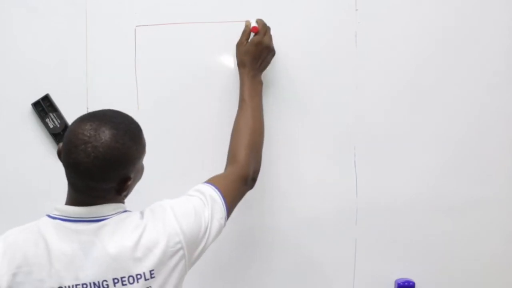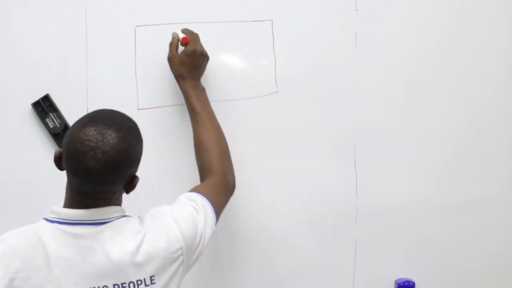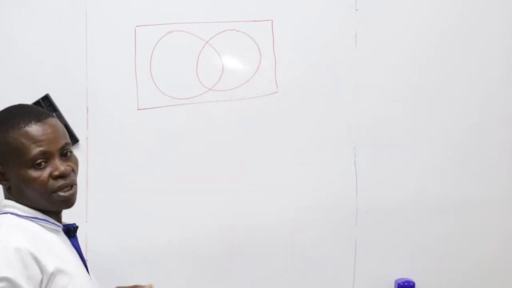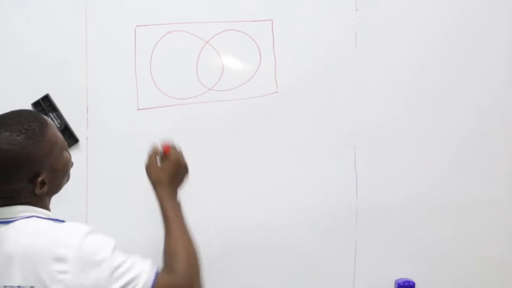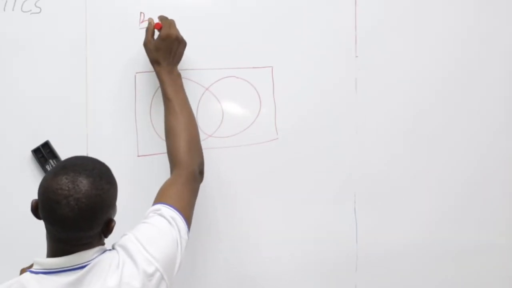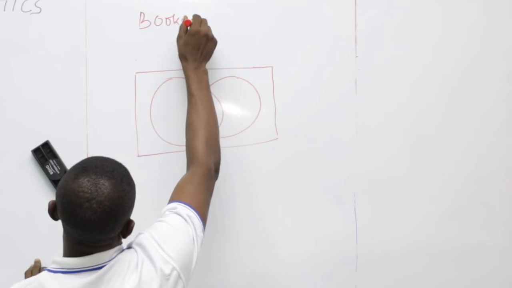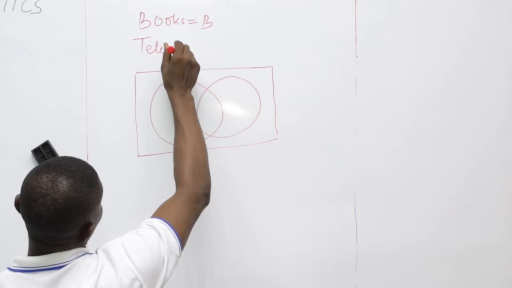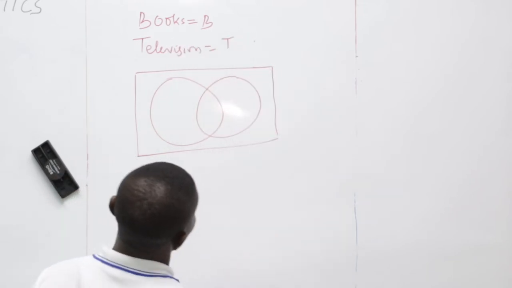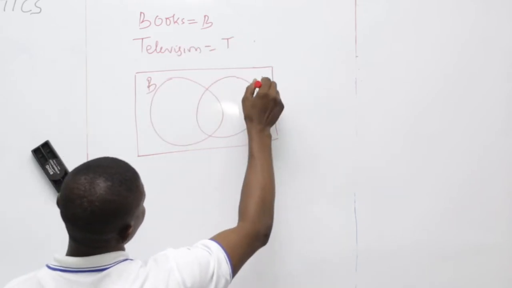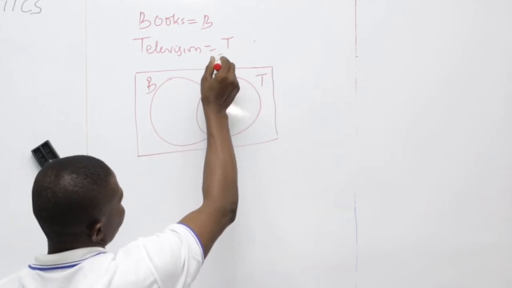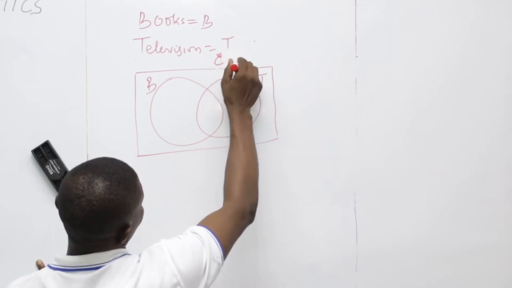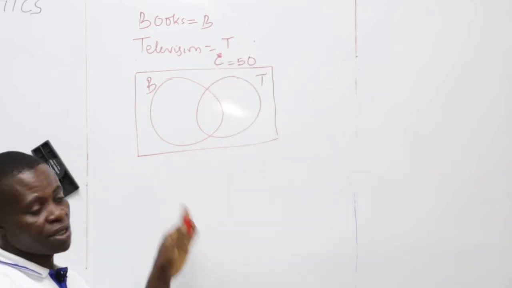According to John Venn, when you have this, draw Venn diagram 1, 2. You can decide to say the number of people that read their book, let it be B, while those watching television be T. Meaning I have B, I have T. How many students? Universal set is 50. Look at the way I'm listing it.